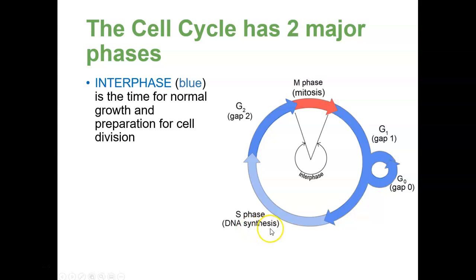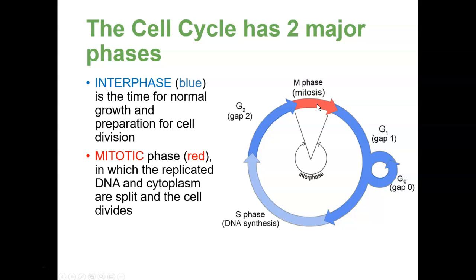Synthesis is to make. We're going to make a copy of the DNA so that we'll have sufficient copies of the chromosomes to be able to divide up. At the end of S phase, we then enter into another growth phase called G2, or gap 2, and then we can progress into the mitotic phase, shown in red, in which that DNA that we copied way back here is going to be split up, and then eventually we're going to divide the cell.